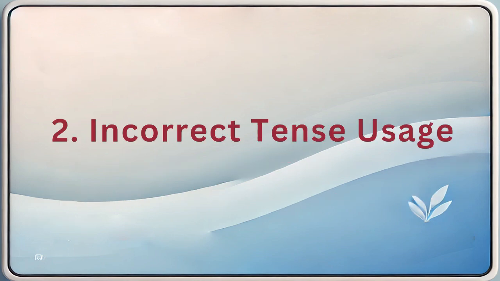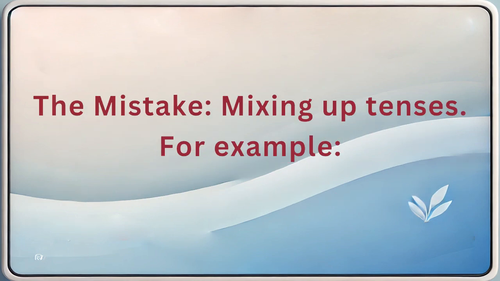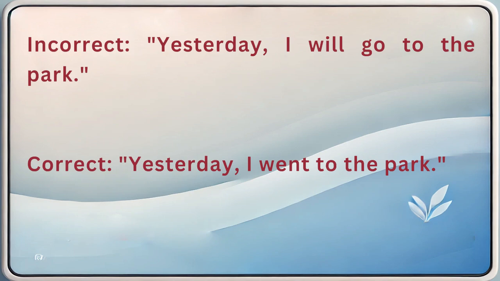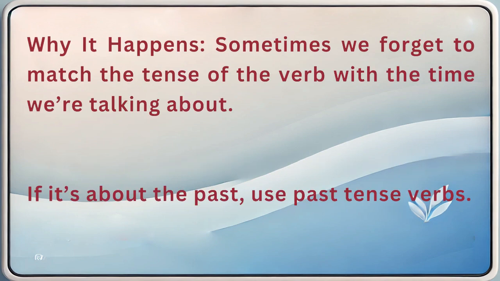2. Incorrect tense usage. The mistake: mixing up tenses. For example, incorrect: Yesterday I will go to the park. Correct: Yesterday I went to the park. Why it happens. Sometimes we forget to match the tense of the verb with the time we're talking about. If it's about the past, use past tense verbs.